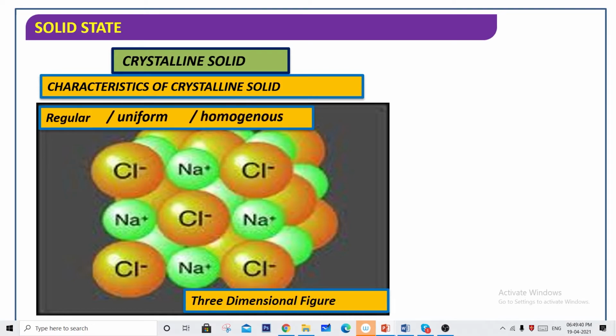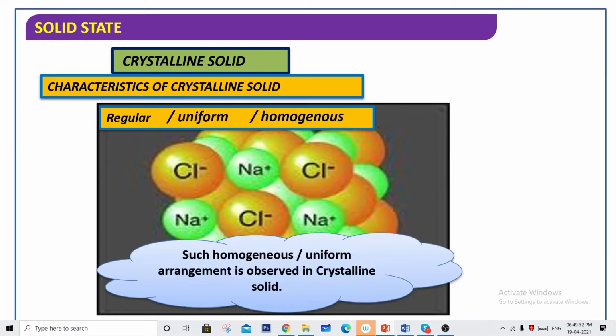So there is a regular, uniform, and homogeneous arrangement. Number one, regular. The second is uniform, and it is a homogeneous arrangement observed in the crystal.